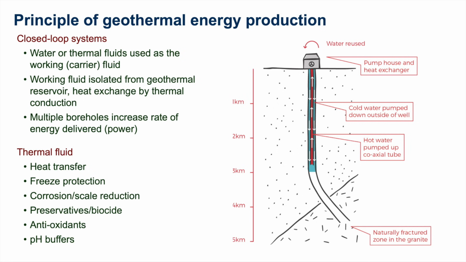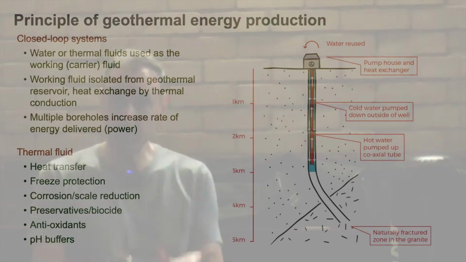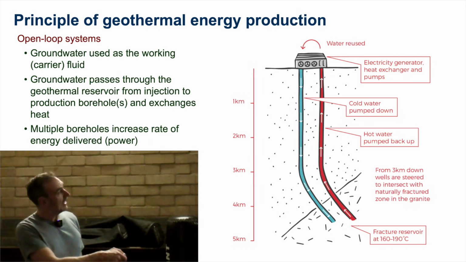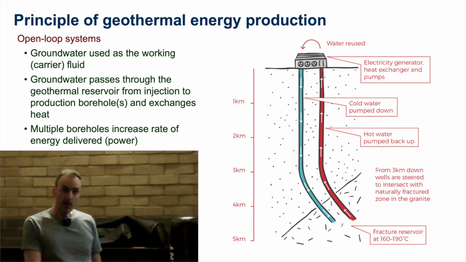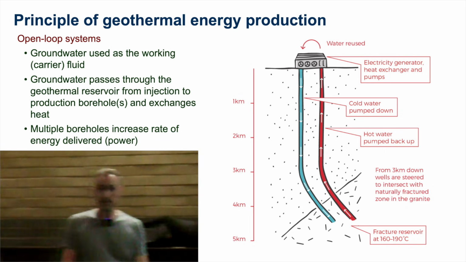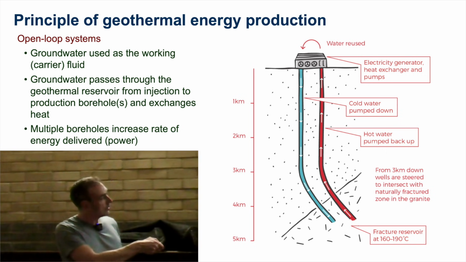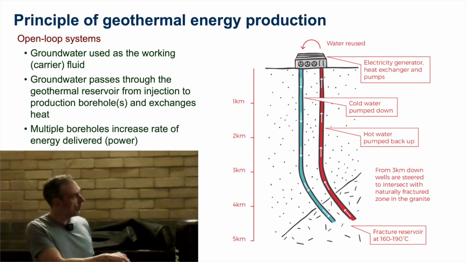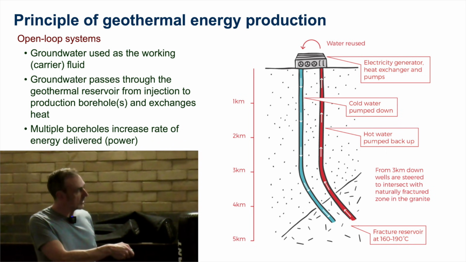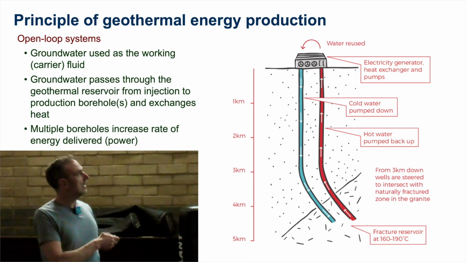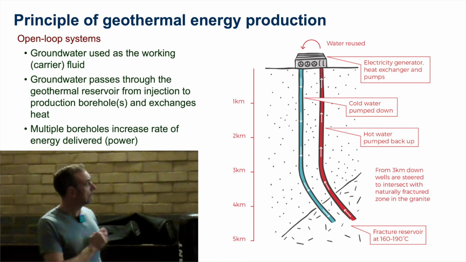All the fluids stay within the borehole, and they take heat in by conduction from the surrounding rocks. So we can pump water or fluids down within the borehole and bring them back to surface. In an open loop system, we actually pass fluids through the rocks underground. So we can inject cool water down one borehole, heat it up in the ground, and then bring it back to surface through a hot borehole, and then use it usefully.